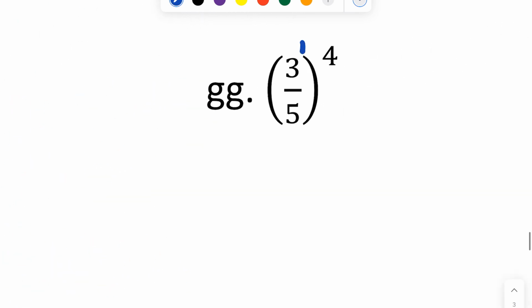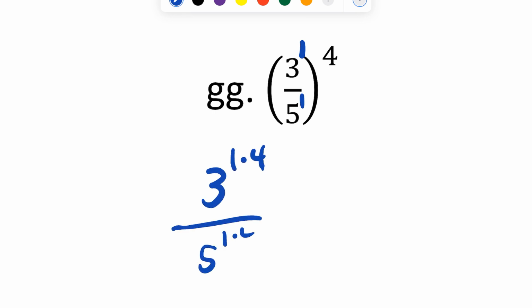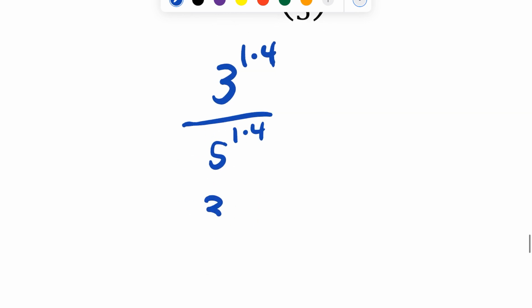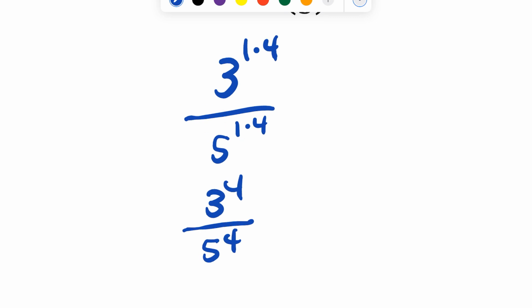Next one. Remember, again, this is power to a power. So I multiply my exponents. That'll get me 3 to the 4th over 5 to the 4th. Oops, sorry about that. That would get me 81 over 625.